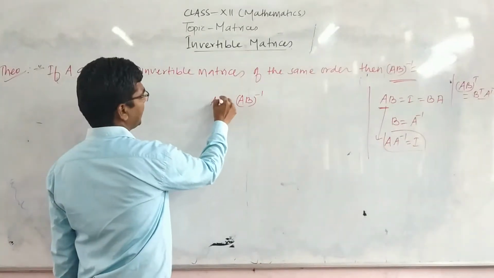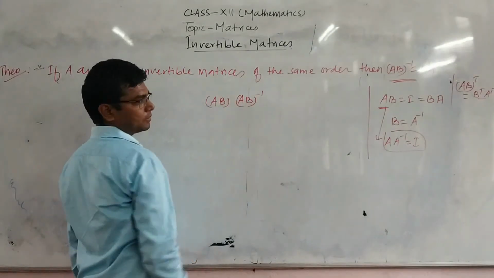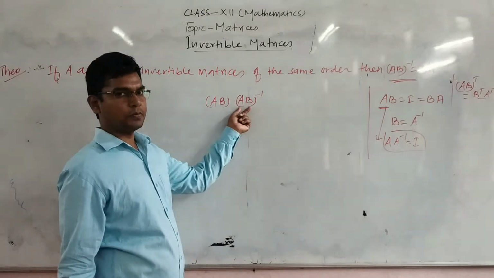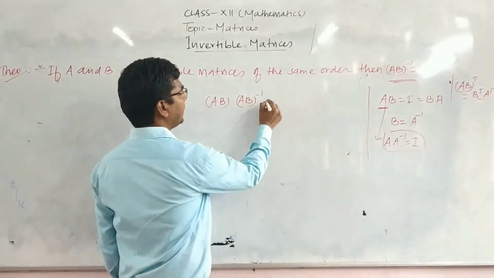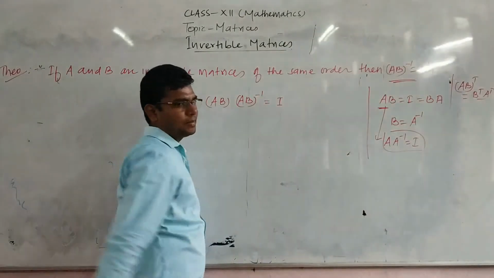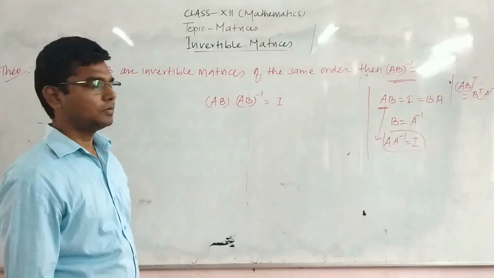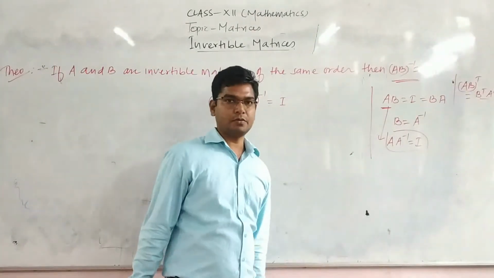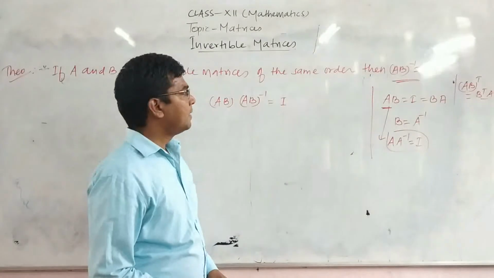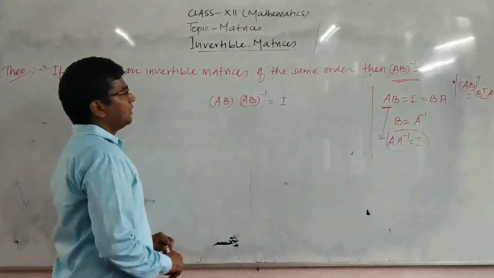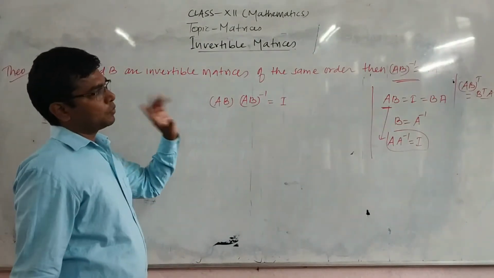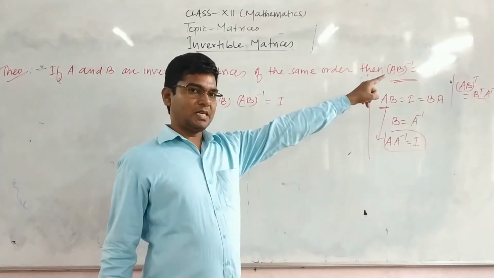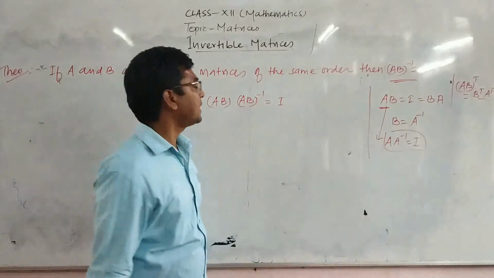So, if AB, we take the inverse of AB, right? Then if you multiply, suppose this is C matrix and this is the inverse of that C matrix. So definitely it will be an identity matrix. Yes or no? So it will be an identity matrix by the definition of invertible matrices. Now we want to show that the inverse of the product of the matrices is equal to the inverse of matrix B into inverse of matrix A.